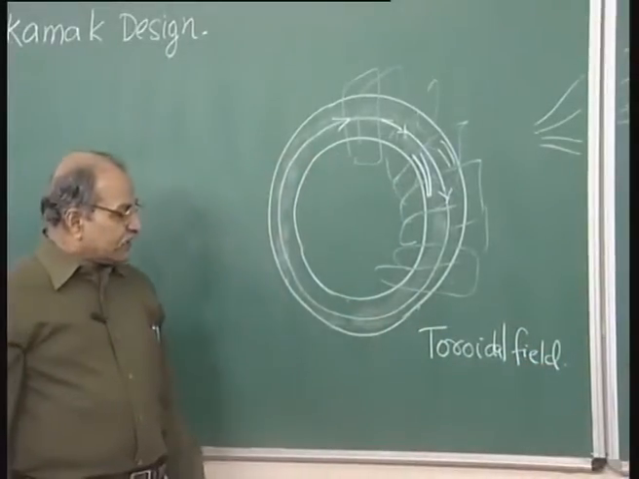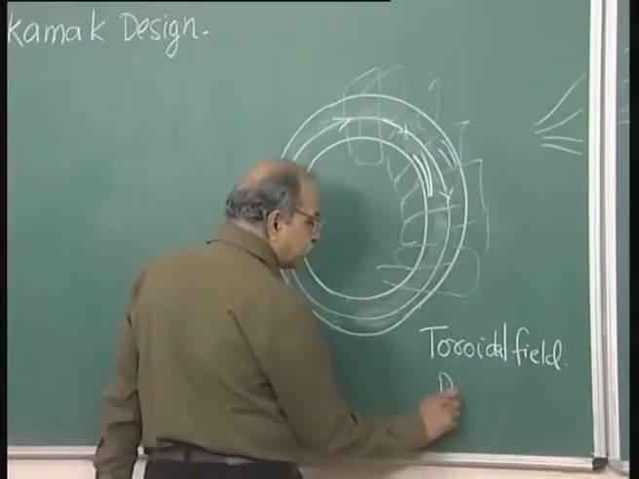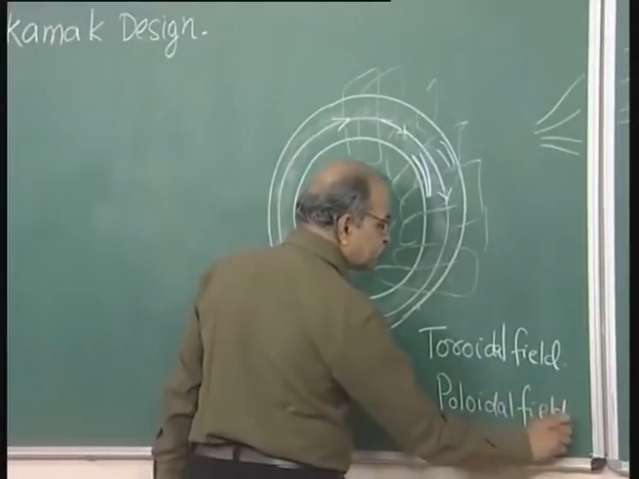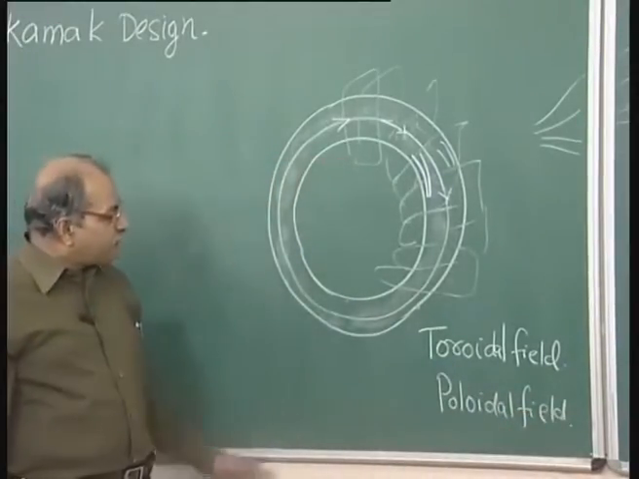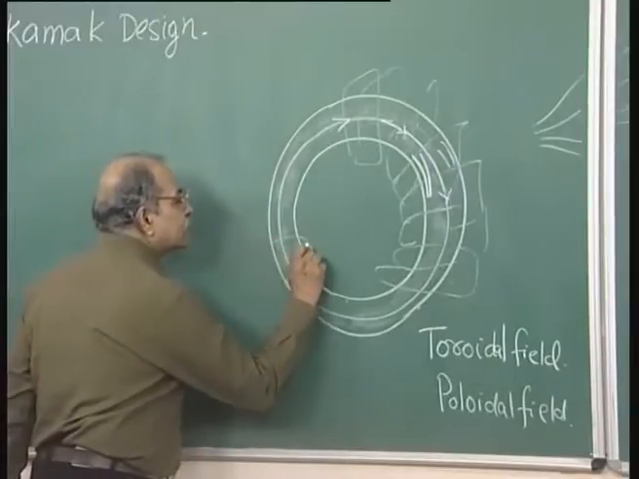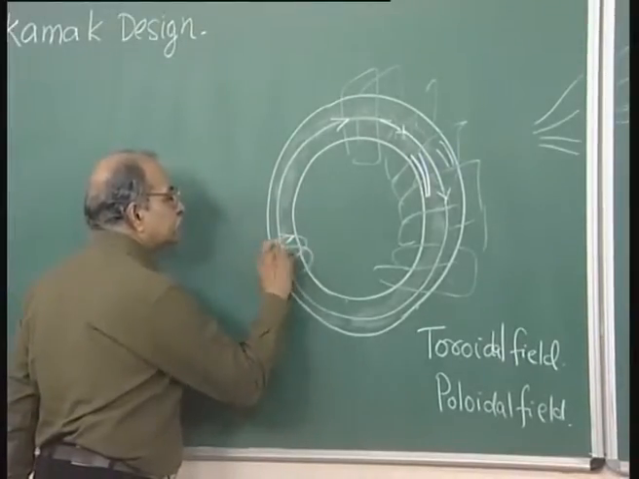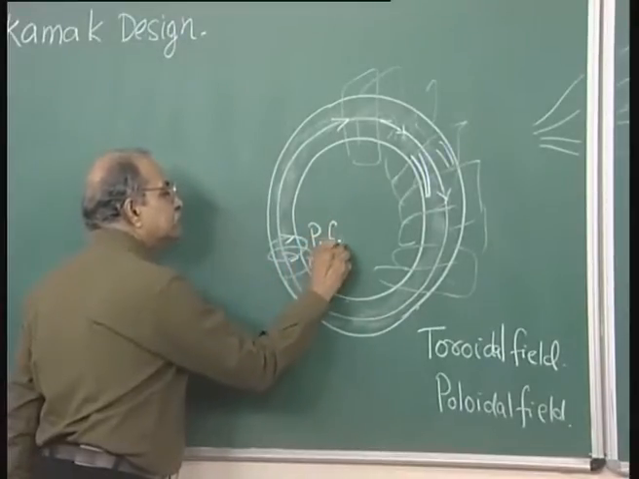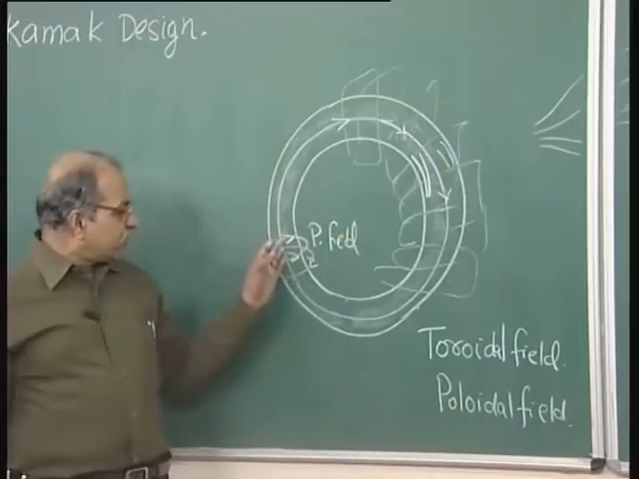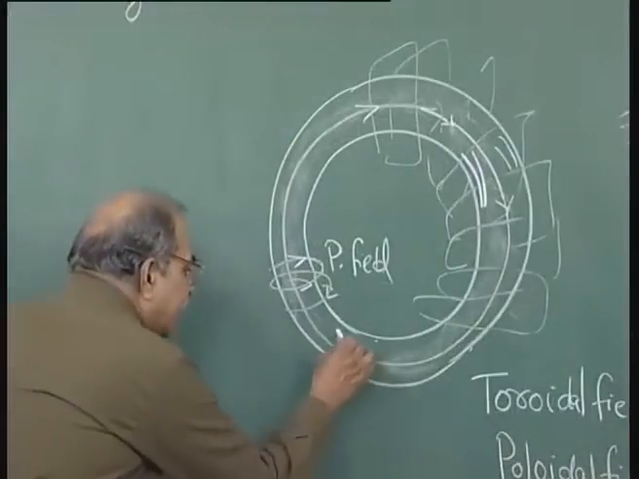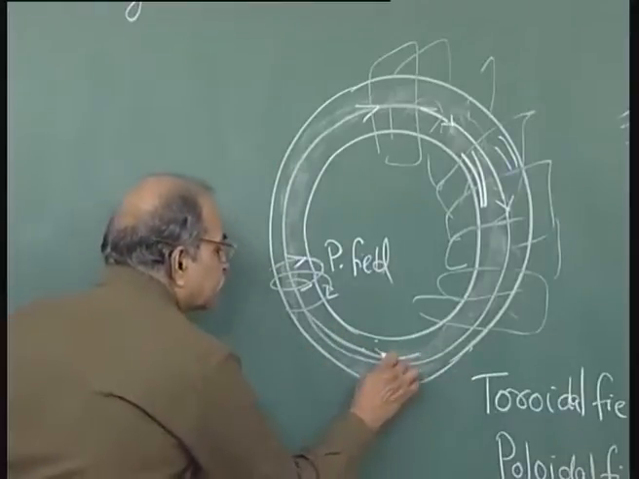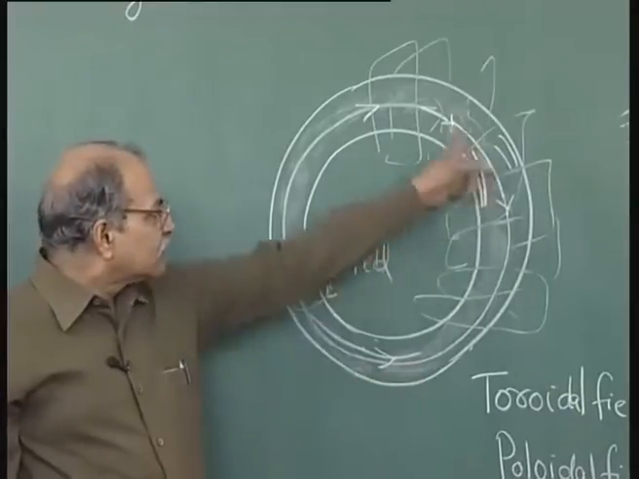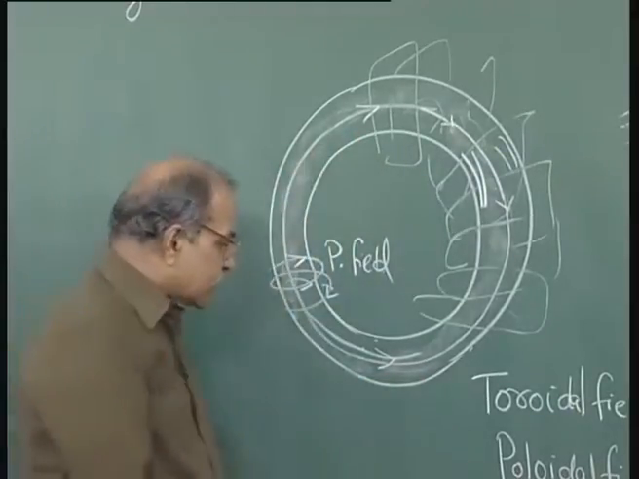On top of it, another field called the poloidal field is added, and that field is circling this torus like this. So, this is that poloidal field, and this type of field can be created by passing a current along the length of this toroid, along the length of this doughnut. So, we have several circles here.